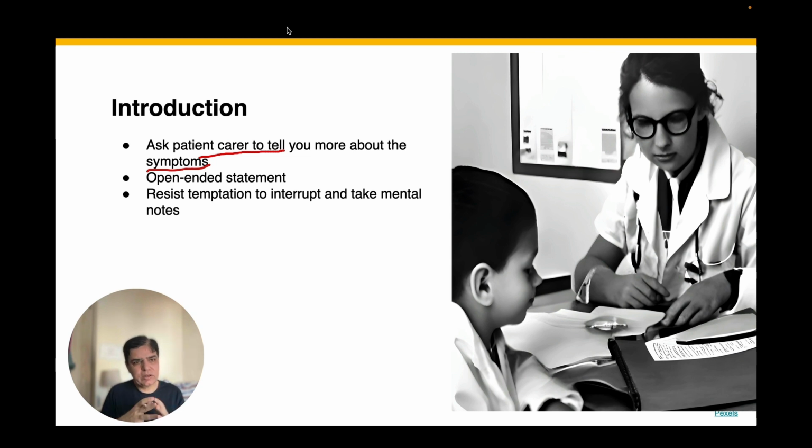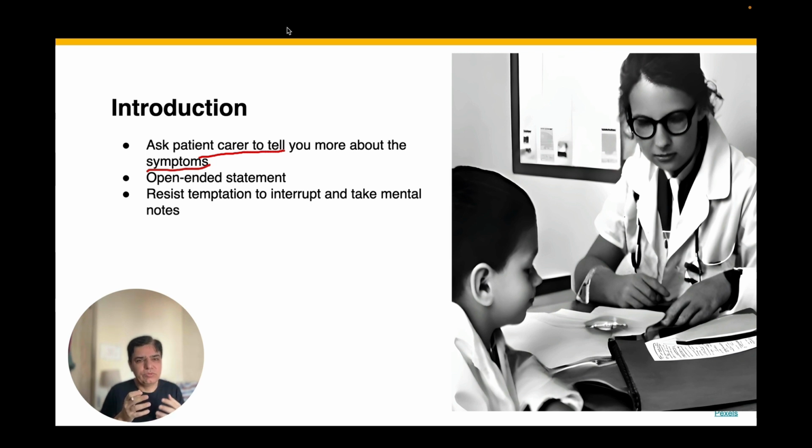Like the scenario said, a child has got a fever for the last 5 days, with a background of, let's say, juvenile idiopathic arthritis. We'll say, okay, ma'am, I have heard that your child has got JIA and is now presenting with fever. She says yes, so you say, please tell me more about it. So start with an open-ended statement, and obviously she would say something.